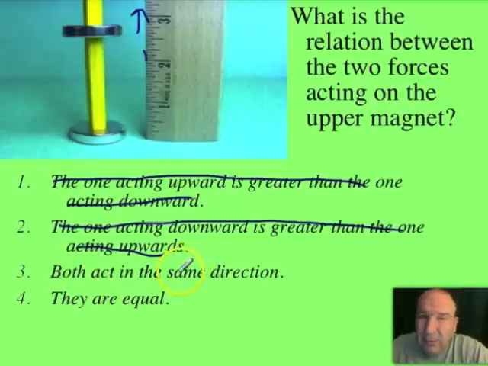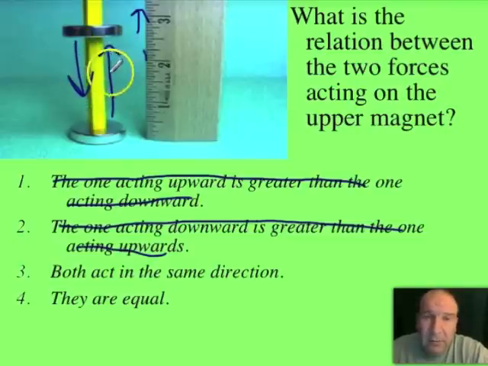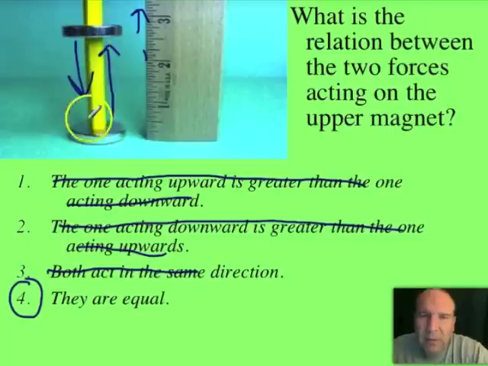Both act in the same direction. Well, if they both pushed in the same direction, would they be doing what they're doing? Isn't this magnet pushing down? And these should be dashed lines if I'm drawing the arrows on here. But aren't they moving in opposite directions? So this gives us this right here. They're equal. And that's why they're hovering, and they continue to hover.